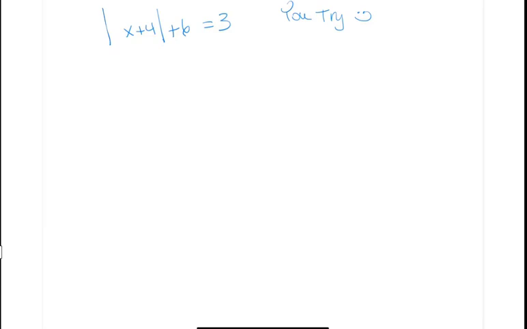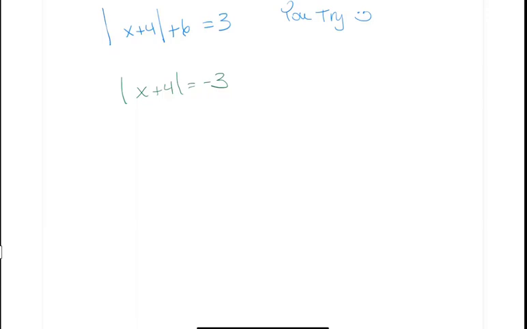Oh, so the first thing you did was subtract 6. Yep. Then you get the absolute value of x plus 4 equals negative 3, right? And then what'd you notice? You can't take an absolute value and make it equal negative 3, right? Because what do we know about absolute values? It's that distance. So whatever that distance is, it has to equal a positive value.